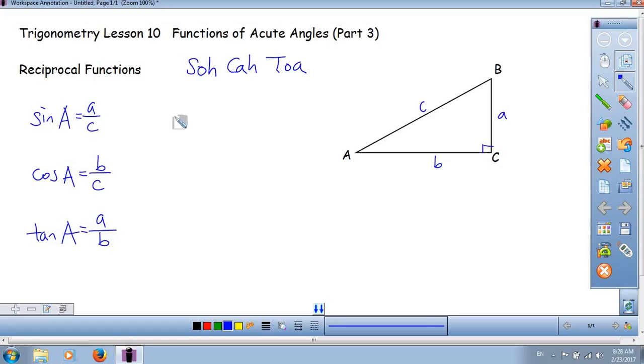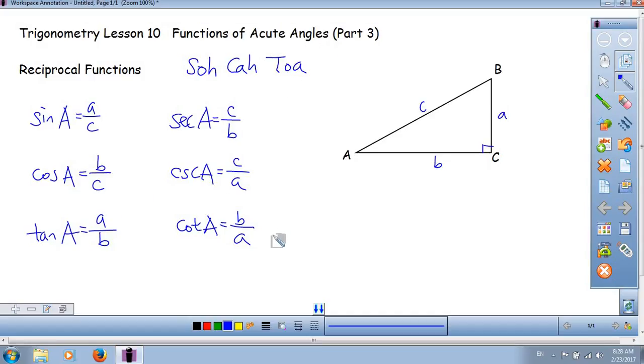Okay. Now, what about the other three? Secant A is going to be the hypotenuse over the adjacent leg, and cosecant A is going to be equal to the hypotenuse over the opposite leg, and cotangent A is going to be equal to the adjacent leg over the opposite leg.